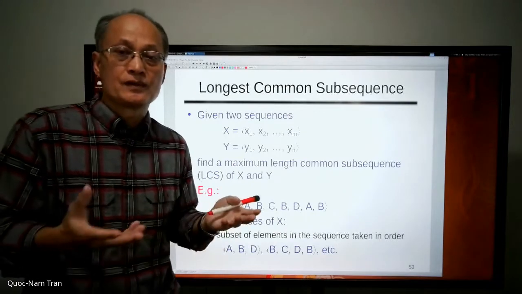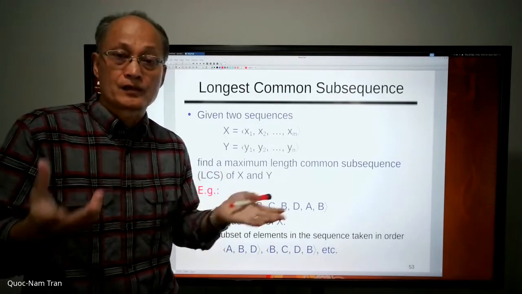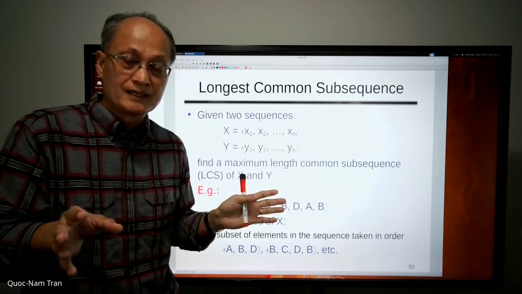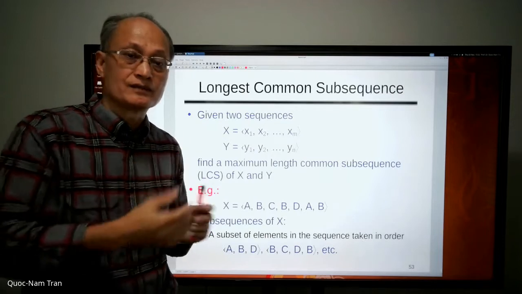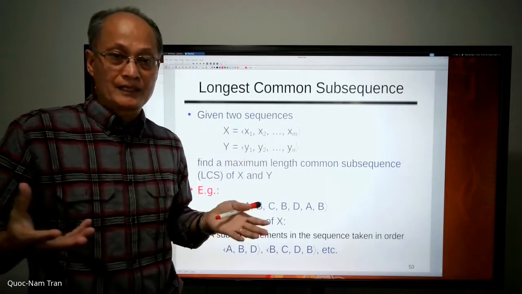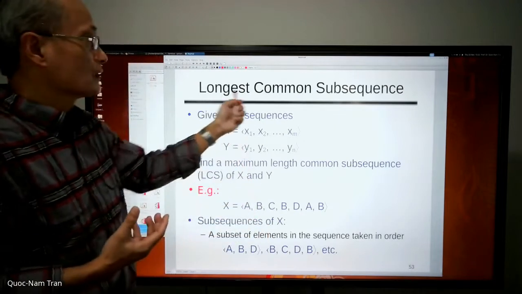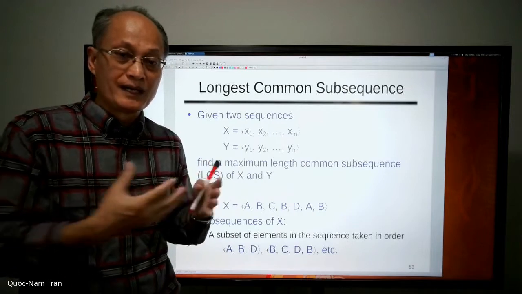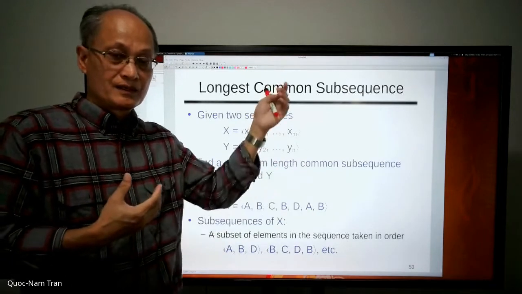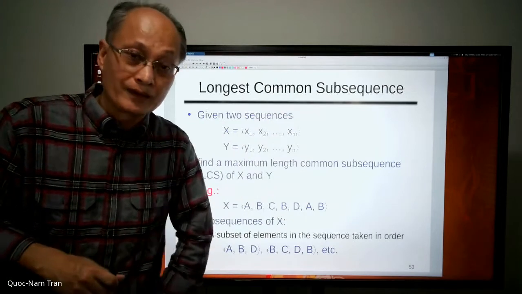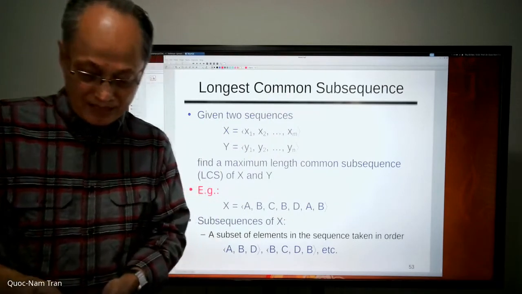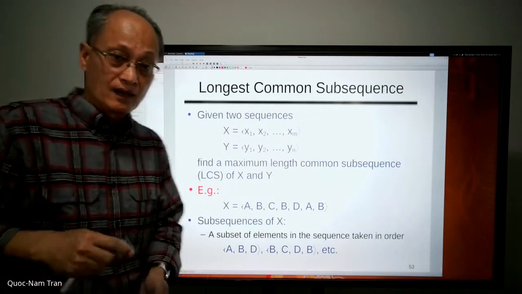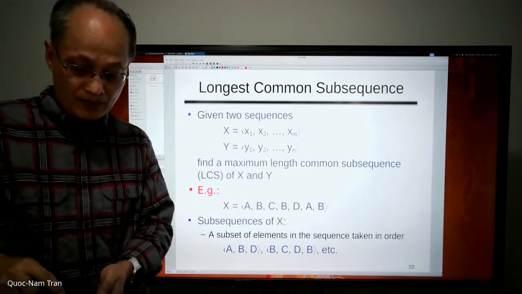Like when you use Google or Microsoft Word, you type in a word that is not correct, then they will make some suggestions for you on how to correct it. But how do they make the suggestion? They have to use the longest common subsequence to see which one is the closest to the word we wrote. So it's another example of how to use the longest common subsequence in a real-world application.